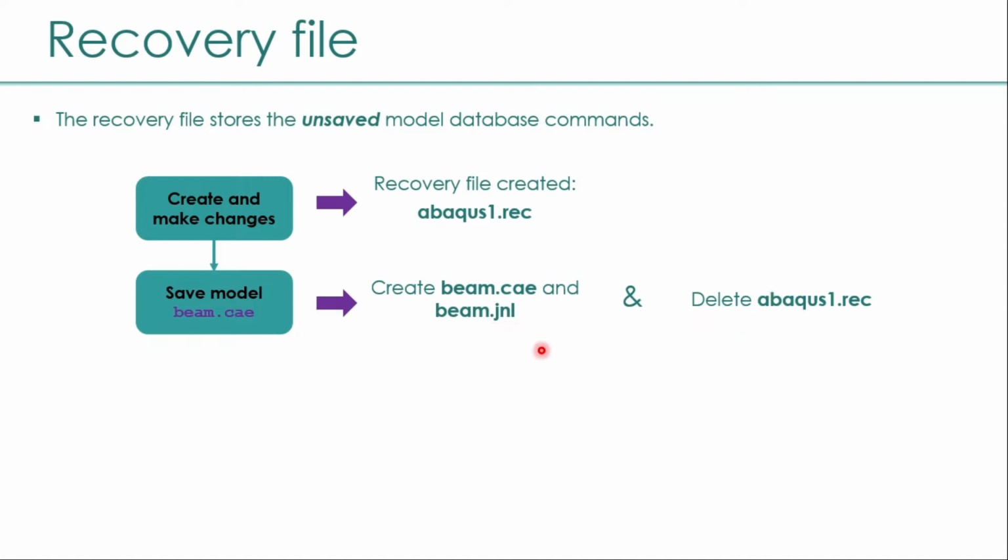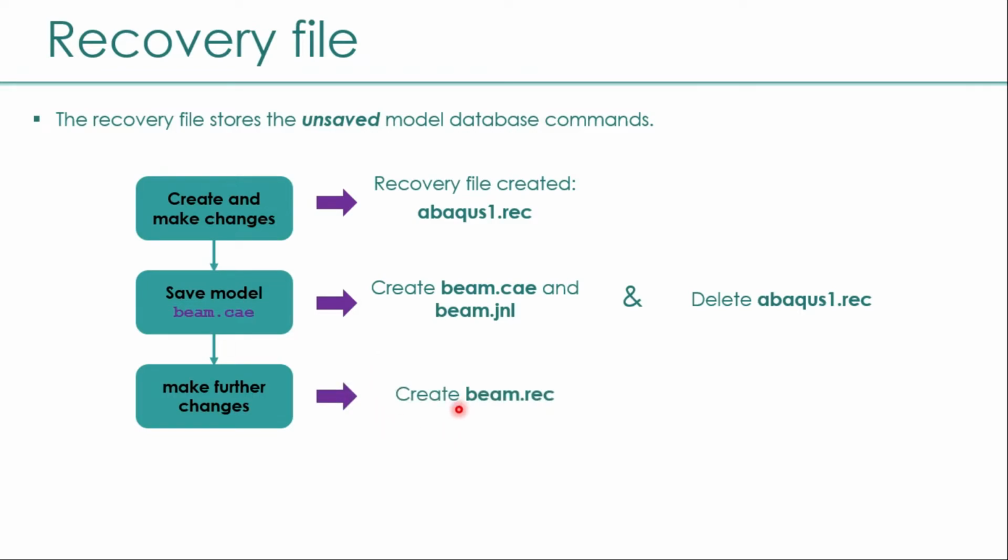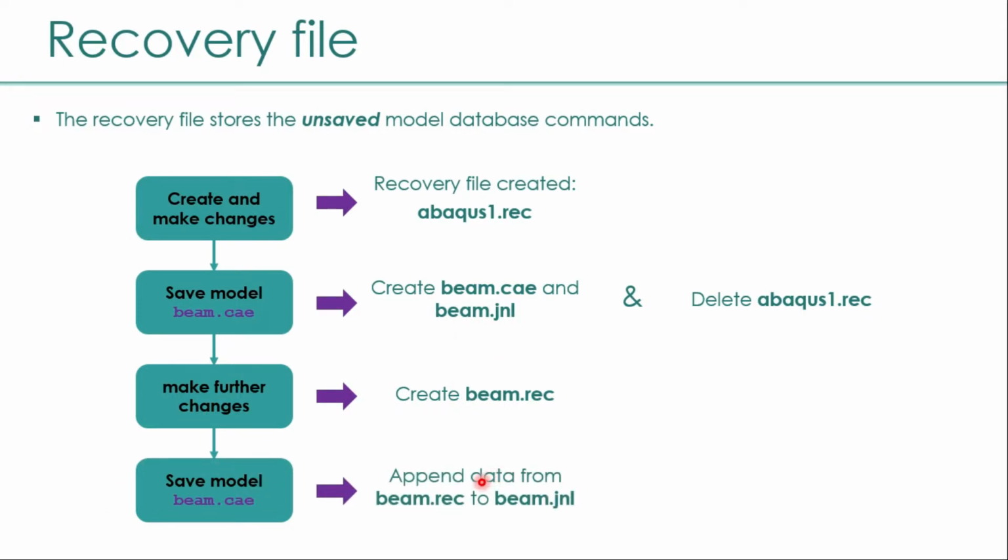So there's no need for this recovery file now. Now let's say you have made some further changes to your model. At this point, Abaqus again creates a recovery file, but this time the name is different. Now the name of the recovery file is the same as the model database name. Here the model database name is beam, so the recovery file name is beam.rec. Now let's say you save the model again, and the changes will be saved to the journal file.